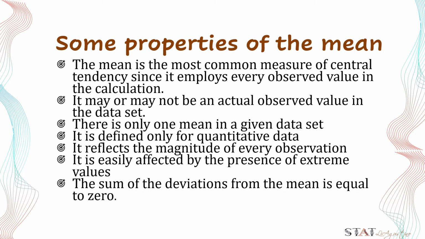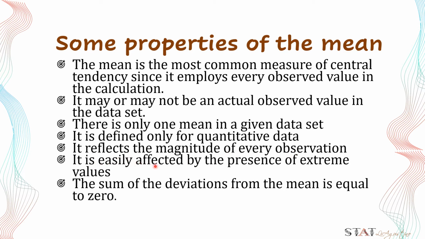And then some properties of the mean. The mean is the most common measure of central tendency since it employs every observed value in the calculation. So every data value is included in your computation. And then it may or may not be an actual observed value in the data set. And there is only one mean in a given data set. So remember that there is only one mean. It is defined only for quantitative data. And I believe you understand this quantitative data, the numerical data. And it reflects the magnitude of every observation.